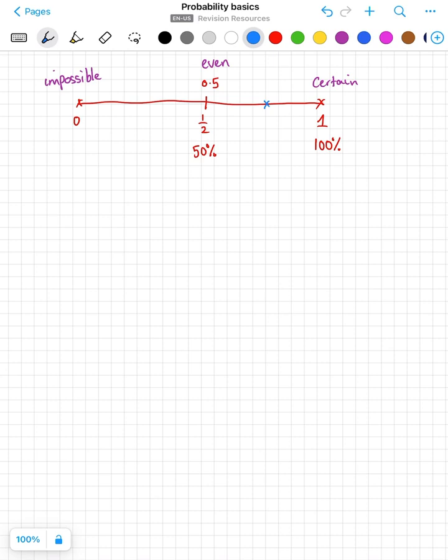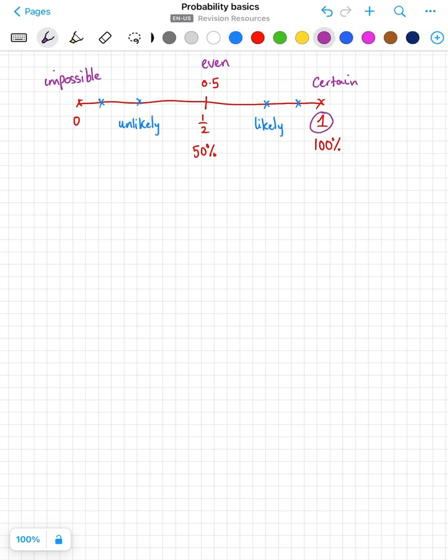Between a half and 1, the event is likely. Between 0 and a half, that event is unlikely. We then have very likely, very unlikely. So it's this sliding scale of probability.